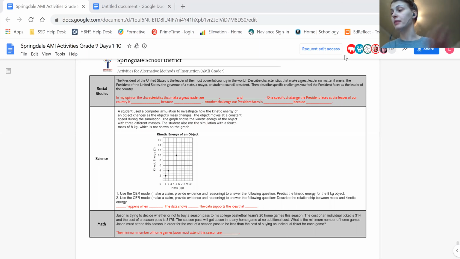Same thing with 3 games. If he went to 3 games, it would cost $14, $28, $42. I don't know if that's right. Let me check really quick. Calculator. Feeling silly. 14 times 3 is 42. Yeah, I was right. So, okay, $42 for 3 games. So if he only went to 3 games, it wouldn't be worth it to buy that season pass.